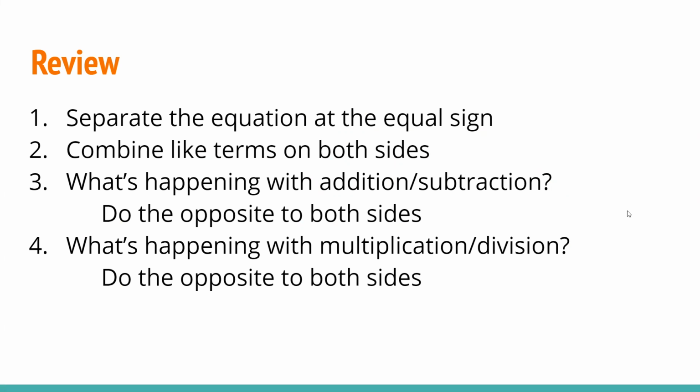So the first thing that you should always do when you're trying to get x equals something is separate the equation at the equal sign. Then you want to combine the like terms on both sides of your equation, so on your left side and your right side. Simplify it down as far down as we'll go. The third thing that you should do is ask yourself what's happening with addition, subtraction, do the opposite on both sides, and then what's happening with multiplication, division, do the opposite on both sides.